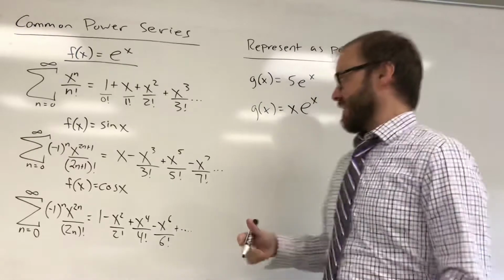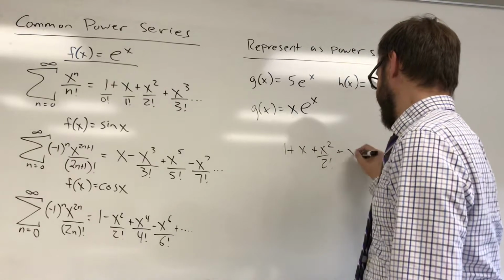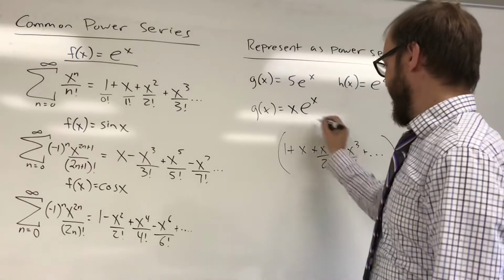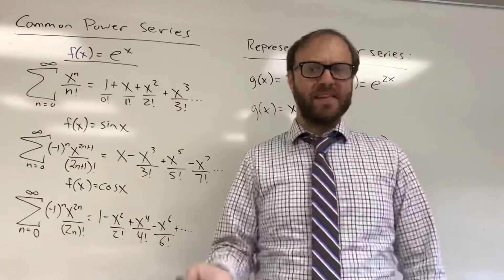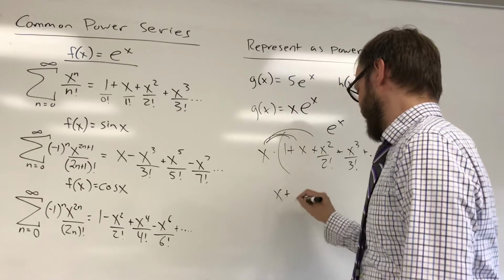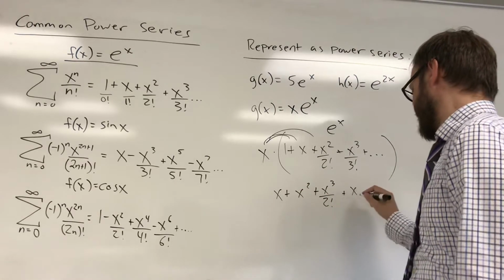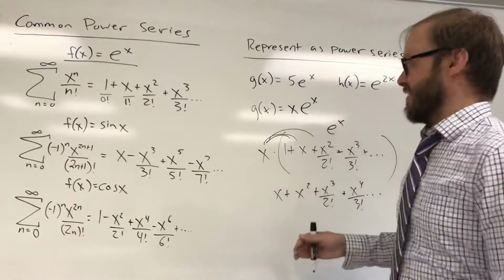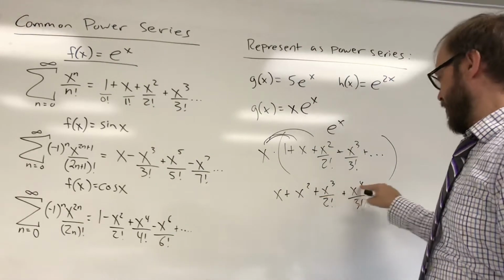Same kind of thing. I'll take the e to the x function, 1 plus x plus x squared over 2 factorial plus x cubed over 3 factorial, and so on, out to infinity. And that's the e to the x function. And I'll just multiply the whole thing by x. And that's going to distribute through to each of the terms going out to infinity, and that'll give me x plus x squared plus x cubed over 2 factorial plus x to the 4th over 3 factorial, and so on. And if you notice, the only thing that changed from this series to this series is each of the x's has a power that's 1 greater.